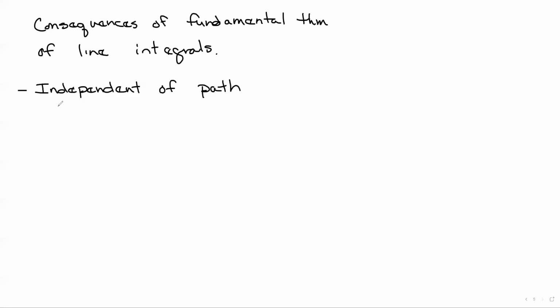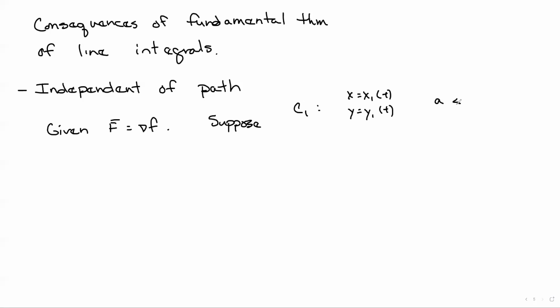So where does that come from? Well, the idea is, let's say we've got F, and it comes from a gradient vector field, the gradient of lowercase f. Suppose we have two curves. We've got curve 1, which is defined by x equals x1 of t, y equals y1 of t, from a less than or equal to t less than or equal to b, and we've got curve 2, defined by x equals x2 of t and y equals y2 of t.